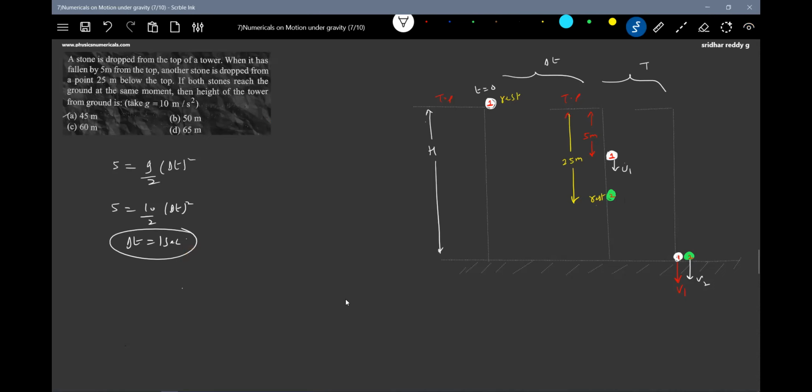Now, can we calculate that U1? U1 should be equal to g delta t. I think these are enough for us. Now, what is the height? The second stone will descend h minus 25. This height, how much height will it fall freely? h minus 25.